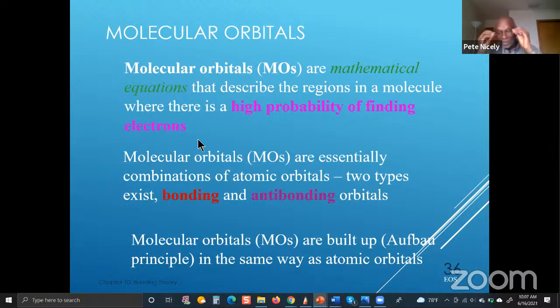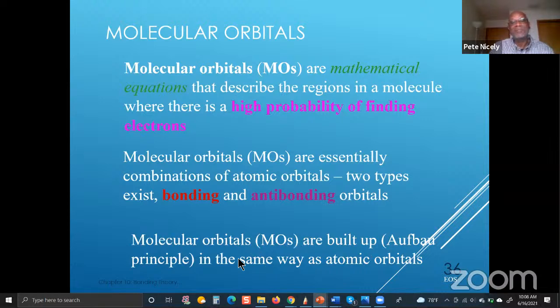So if you remember when we talked about atomic orbitals, which is a region in an atom where there's a high probability of finding an electron. Well, the same kind of terminology applies when it comes to molecular orbitals. It's a region in a molecule where there's a high probability of finding an electron. And there are two types of molecular orbitals. You have what are known as bonding and anti-bonding molecular orbitals. And we're going to see how those are created.